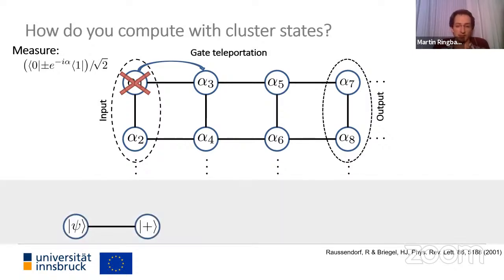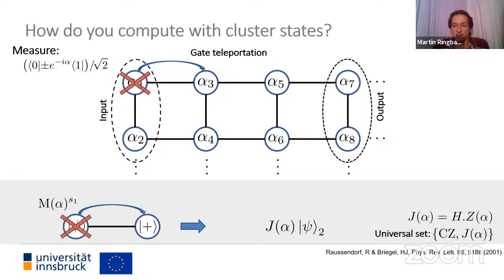In a bit more detail, if we have some arbitrary state on the first qubit and the original plus state on the second qubit, we do our measurement, then we'll find the second qubit is now in the state psi with an operation applied to it. That's this J(alpha). This J gate is a Hadamard and a Z gate, which is a single-qubit universal gate. But that's only half the story, because that's only true for measurement outcome zero.